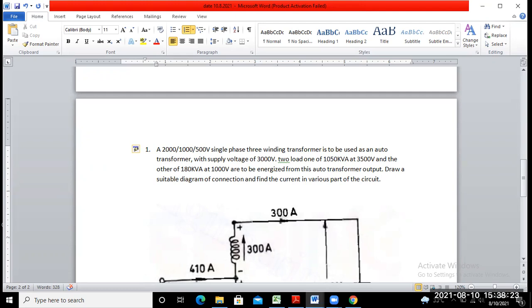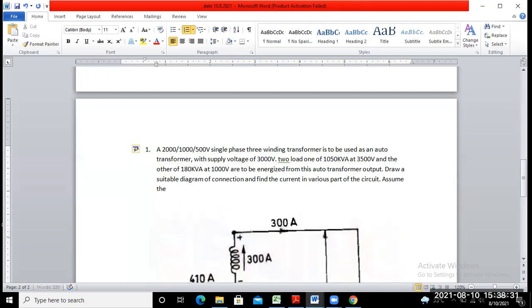Assume the loads have the same power factor. Okay, so this is the problem.